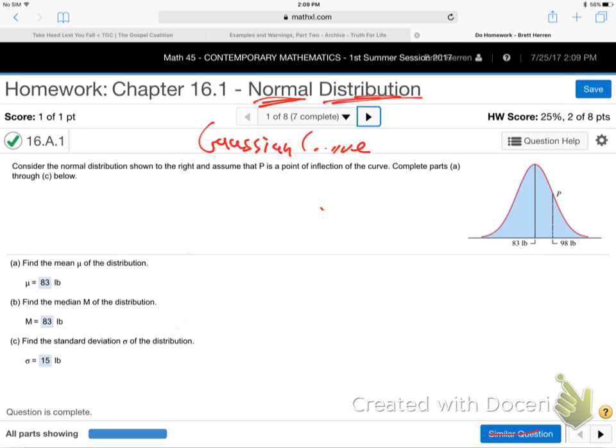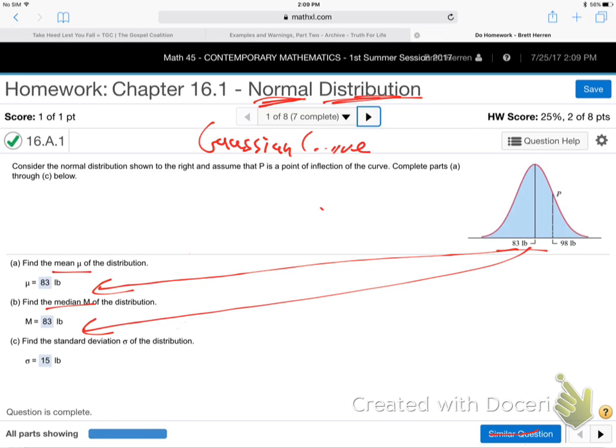Erase all them bell curves. Okay, so first off, they're asking us some basic questions. Find the mean. Mean just means the middle. There it is. You can see the middle of that curve is 83. That's just a gimme. Median, same thing. That's a freebie, right? Mean, median, whatever you want to call it, it's the middle of the curve. It's the average, whatever this is.